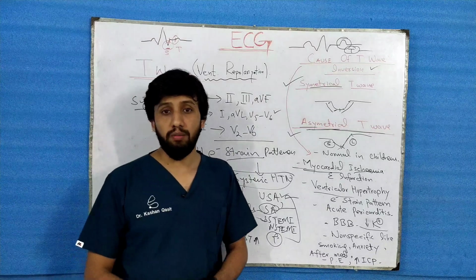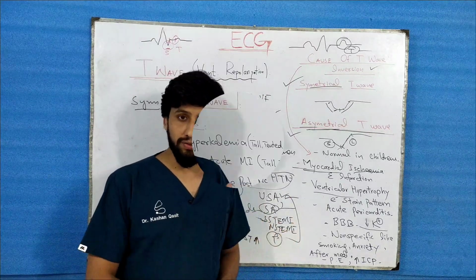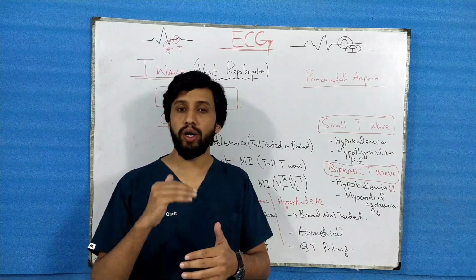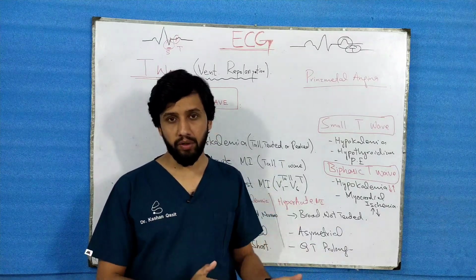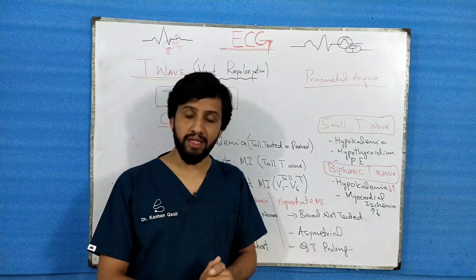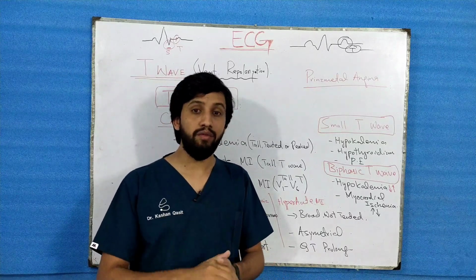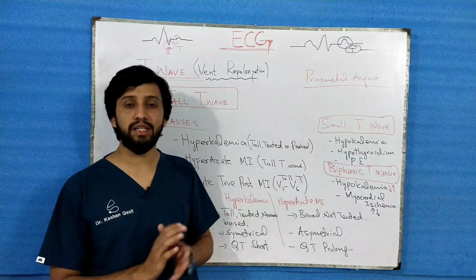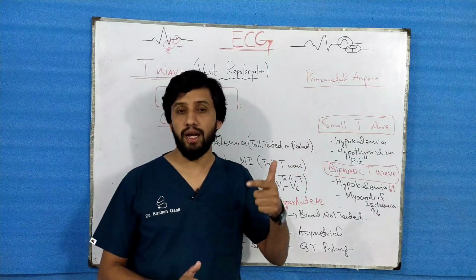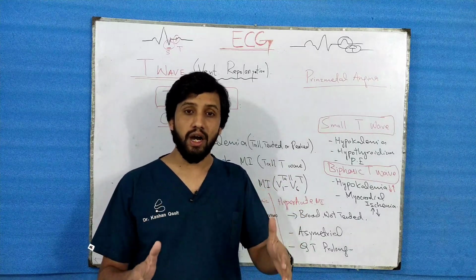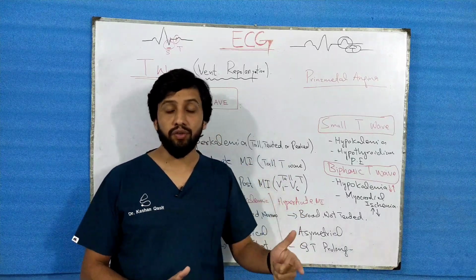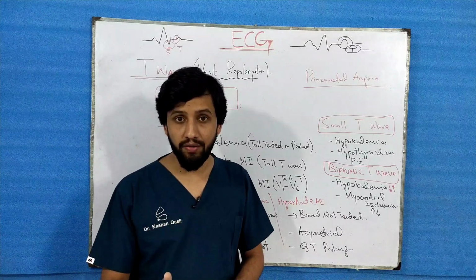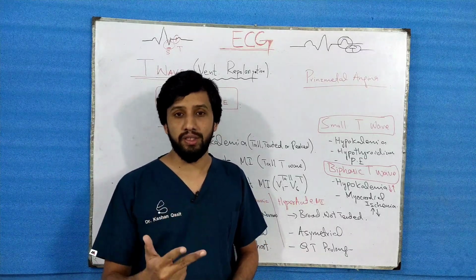Now we are going to discuss the tall tented T waves. Until now we have discussed what is T wave, what is the normal height or amplitude of this T wave, what are the abnormalities of this T wave. Then we have discussed the causes of the T wave inversion, which is the first abnormality, and then the differences we have discussed, like asymmetrical and symmetrical T wave. We have discussed all these conditions. In the next video we will be discussing the other abnormalities of T wave like tall tented T wave, small T wave or biphasic T wave.